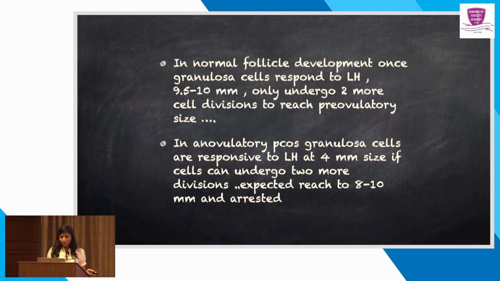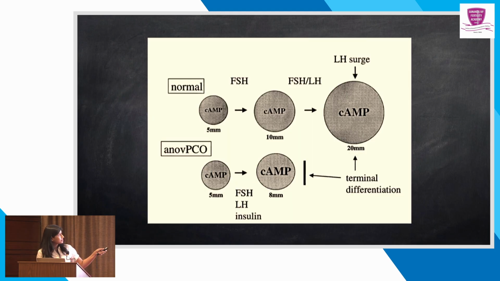So what happens in normal follicular development, in a normal patient, once we have a follicle of 5 millimeter, it has only FSH receptor. Now when the follicle is getting selected, it is now 10 millimeter. At this point, the follicle is going to have FSH and LH receptor. After this, there will be 2 cell divisions and the follicle is going to be pre-ovulatory. So this is what happens in a normal ovulatory cycle.